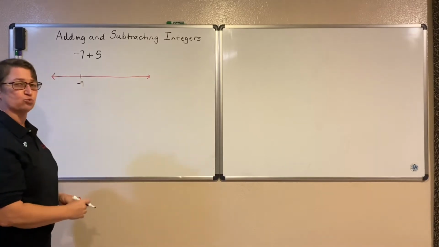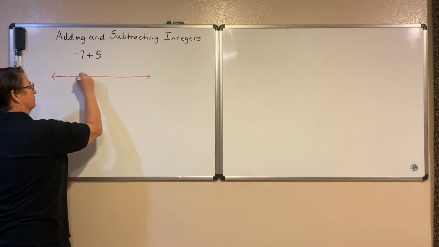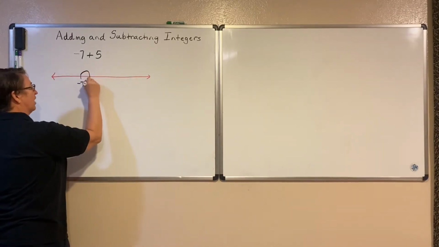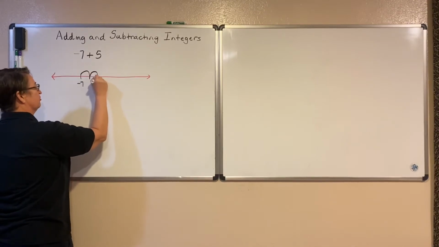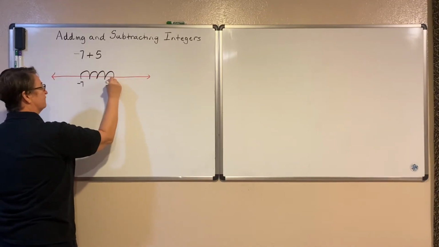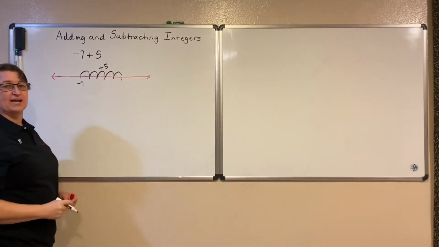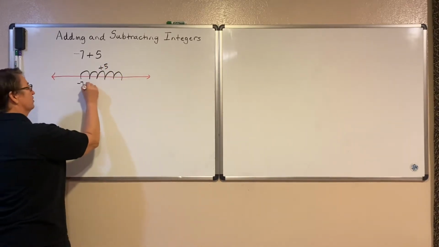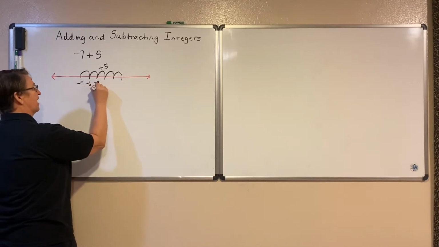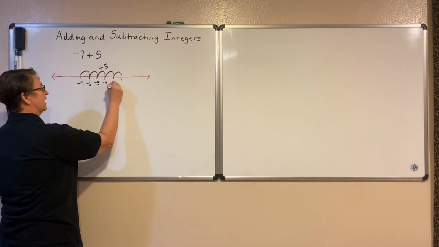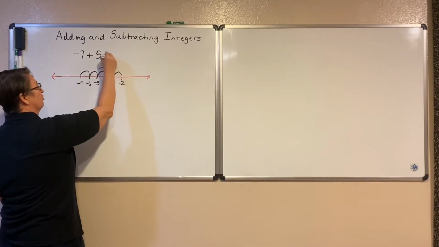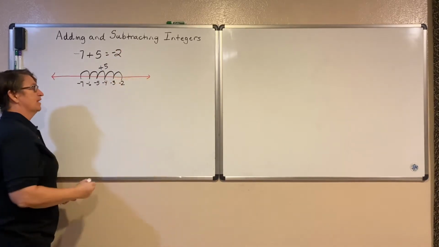So I'm going to move to the right 5 spots. So I move over 5 spots. 1, 2, 3, 4, 5. So I've added 5. And I'm just going to find out where I am at this point. -6, -5, -4, -3, -2. We ended up at -2.